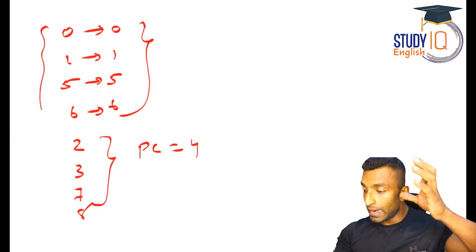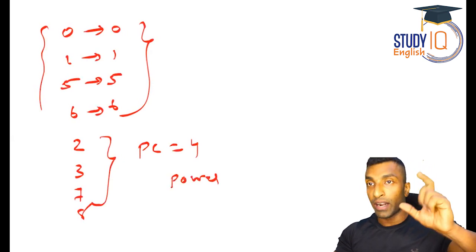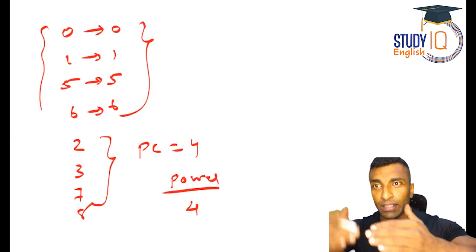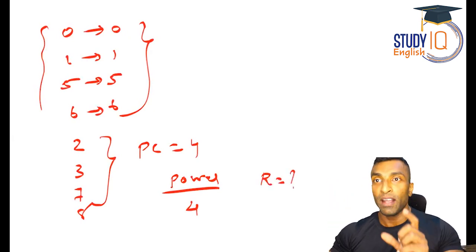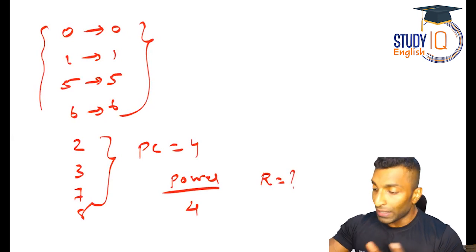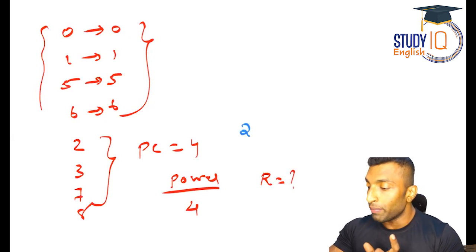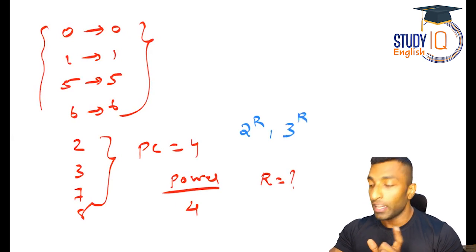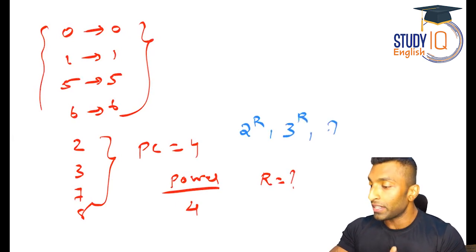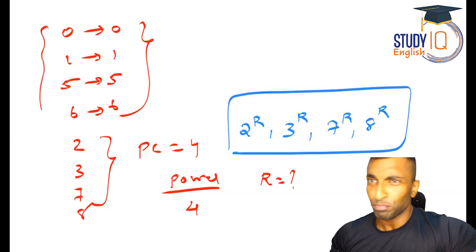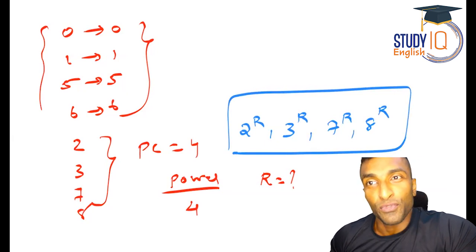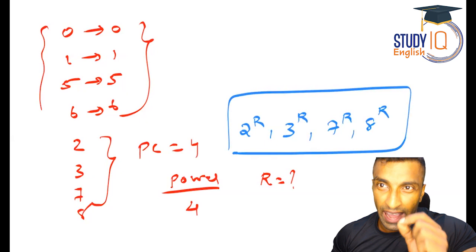What you need to do? Take the power of the given number, divide by 4. In all these cases, 2, 3, 7, 8, divide by 4, find the remainder. Once you get the remainder, if the question is related to 2, 2 raised to remainder is the answer. If the question is about 3, 3 raised to remainder is the answer. If the question is about 7, 7 raised to remainder. If the question is about 8, 8 raised to remainder. So these 4 are potential questions. What we left out? 4 and 9, which is cakewalk.